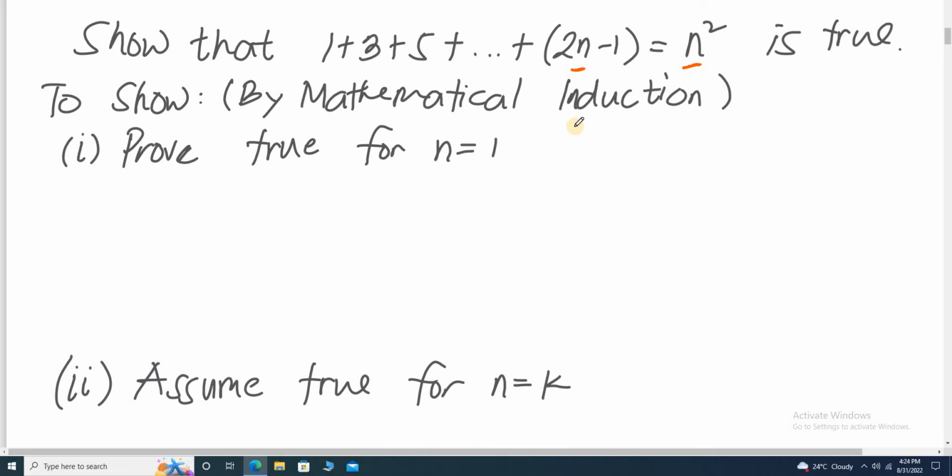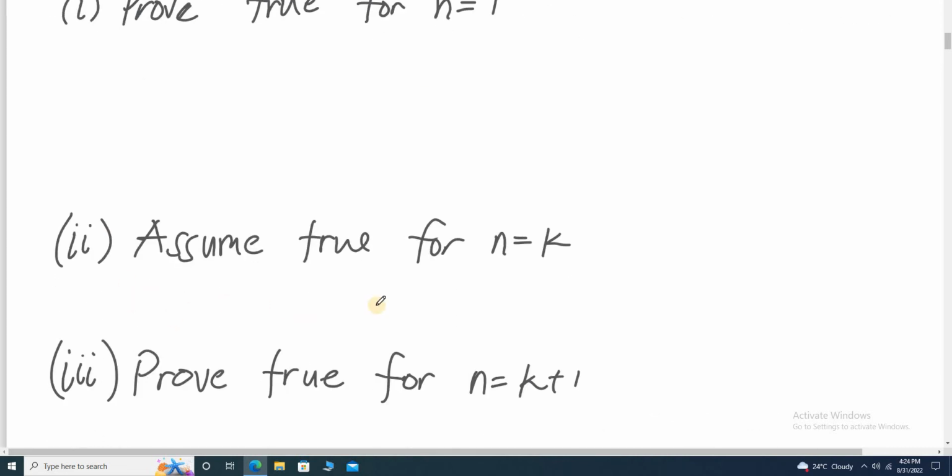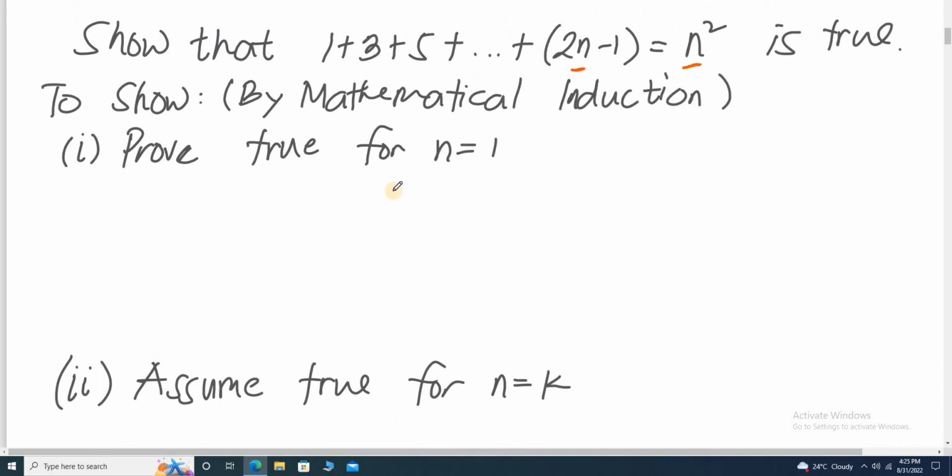So by mathematical induction, we have 3 steps. The first step is to prove true for n equals 1. Second step is to assume true for n equals k. And the last part is the proving part. Prove true for n equals k plus 1. So let's show. Prove true for n equals 1. That's the first step. So if n is 1, that would be 1 multiplied by 2 times 1 minus 1.